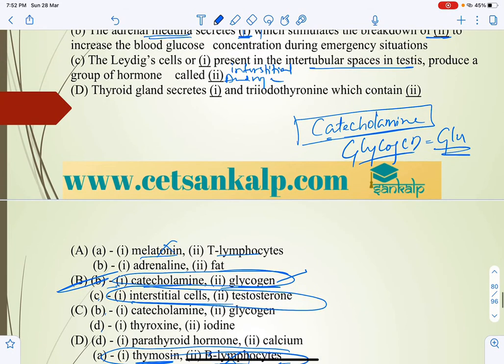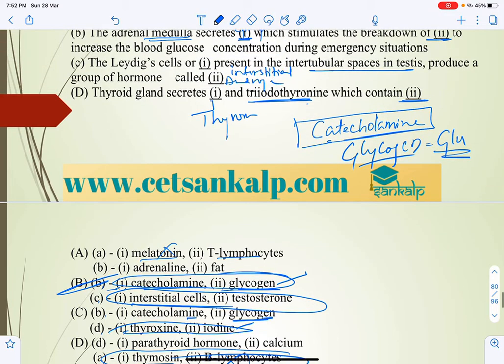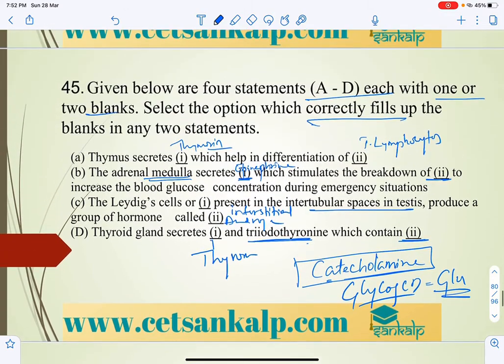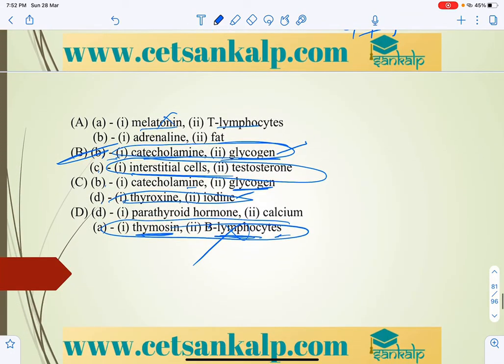Let us see this one also. Thyroid gland secretes thyroxine, triiodothyronine, which contain 3 iodine. So iodine, thyroxine and iodine, here the correct answer is there. And B is catecholamine and glycogen. Thyroxine, D. So answer for that we can select 45th answer, right?